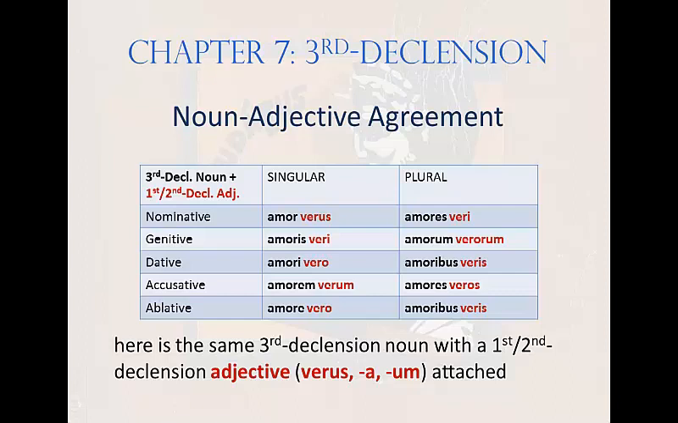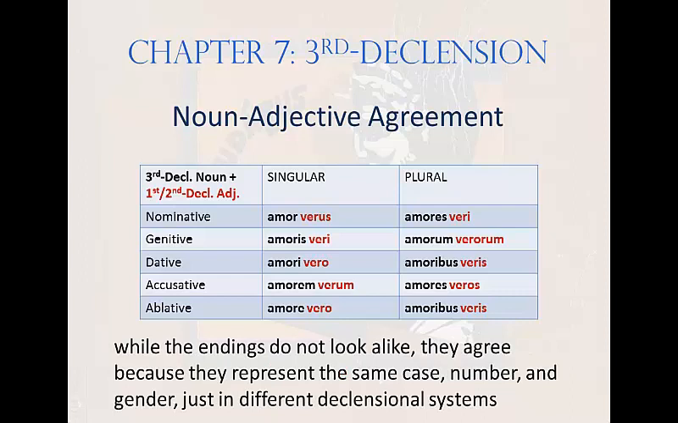In the plural, amores veri, amorum verorum, amoribus veris, amores veros, amoribus veris. Note that though the endings do not look alike, these two words do in fact agree in number, gender, and case, but their endings look different because they belong to different declensional systems.